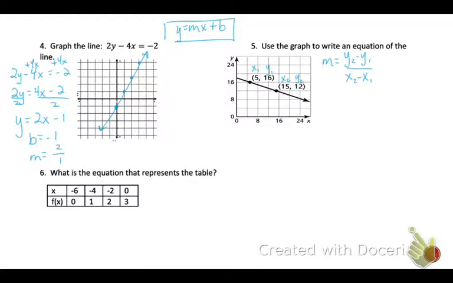So now let's just fill in the numbers. We're going to take our y values, so 12 minus 16 over the difference of our x values, 15 minus 5. We get -4/10, which will simplify to -2/5.